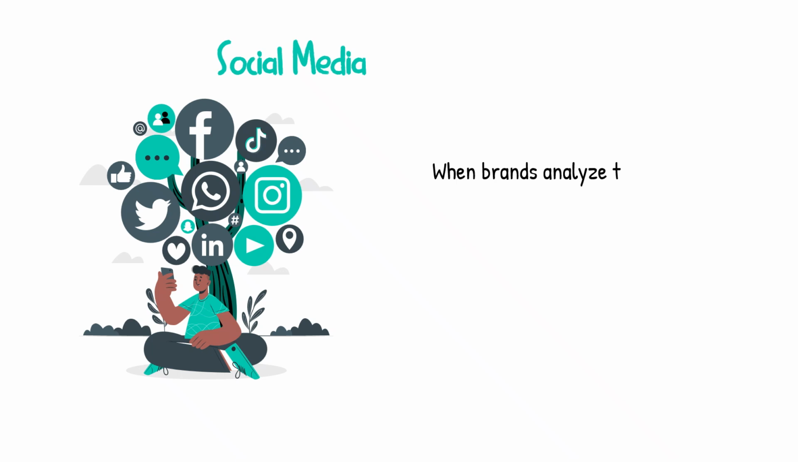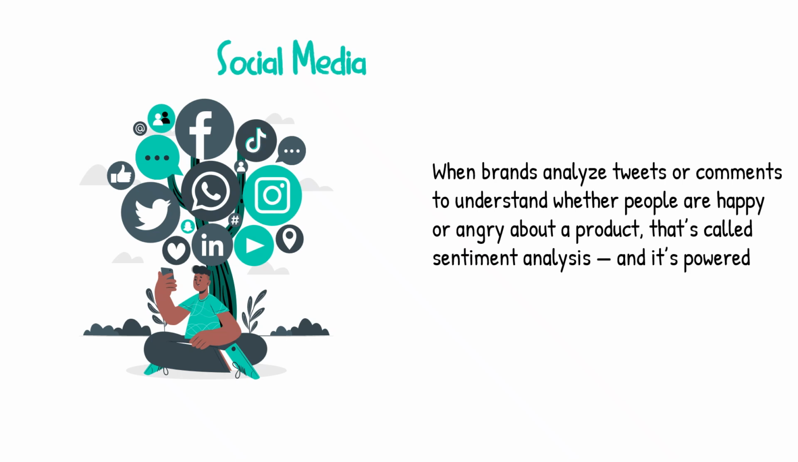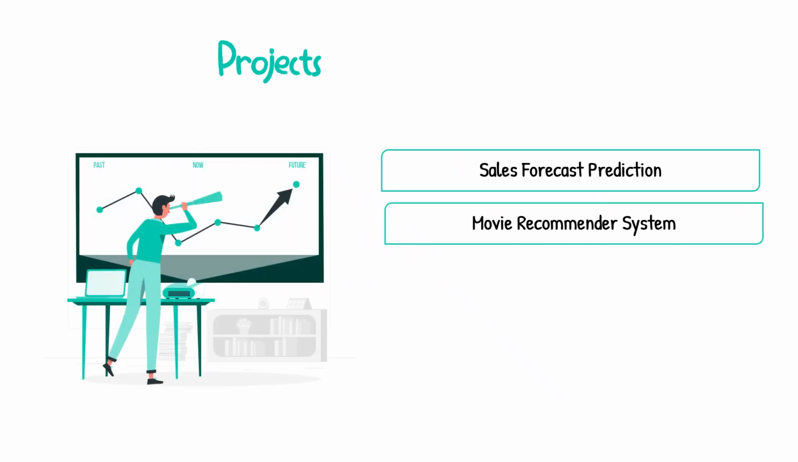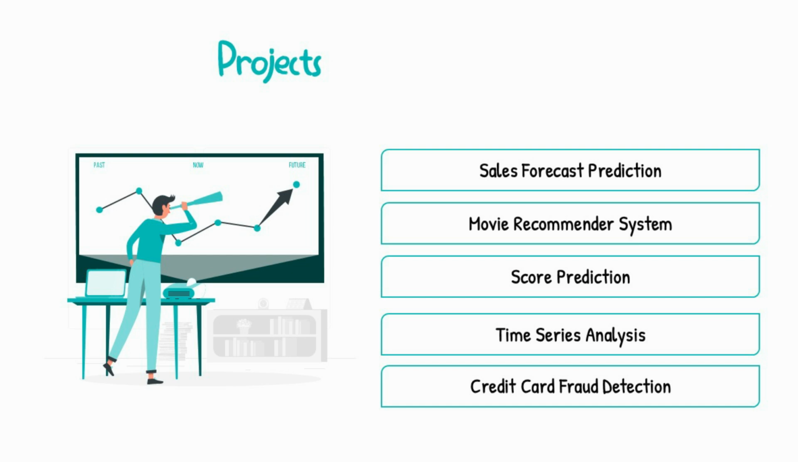And the last one here is social media. When brands analyze tweets and comments to understand whether people are happy or angry about a product, that's called sentiment analysis, and it's powered by machine learning. There are many more examples like this in which data science is very prevalent. If you want to make projects to start in data science, these are good choices as these are required in the market. The data sets can be found on Kaggle, or you can scrape them from different websites.